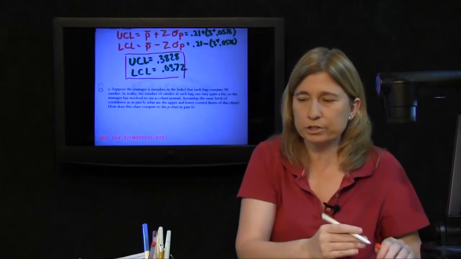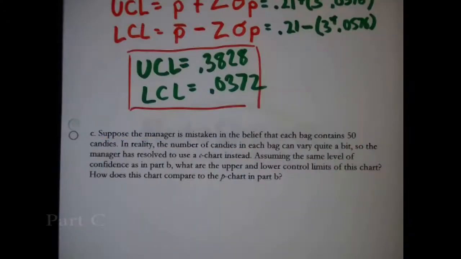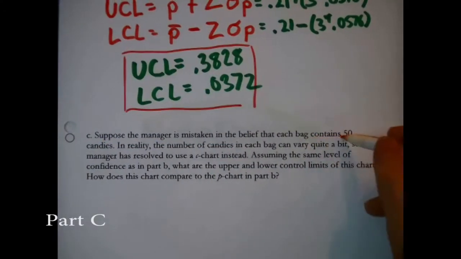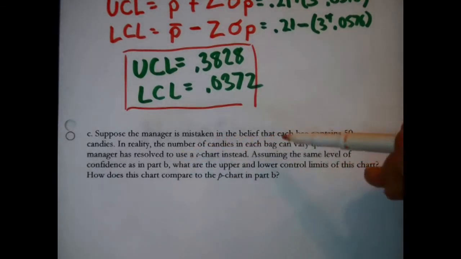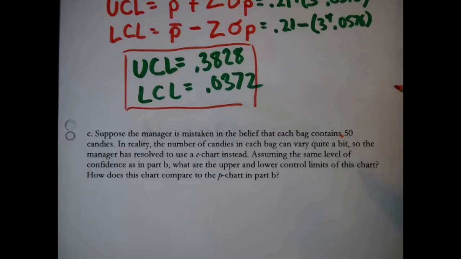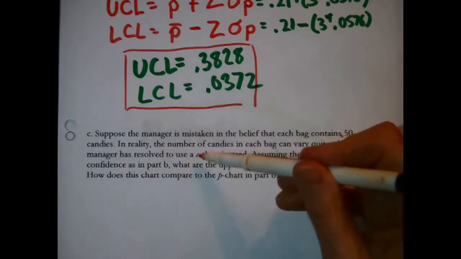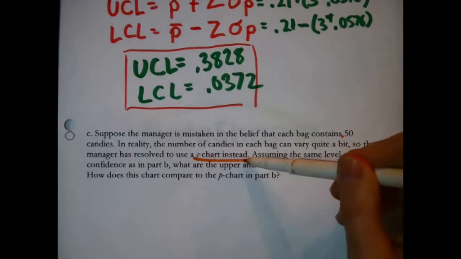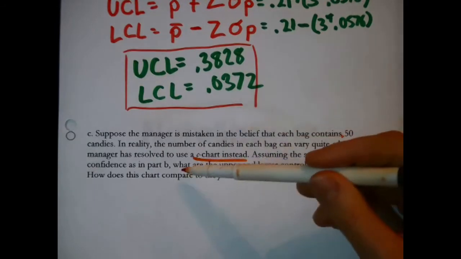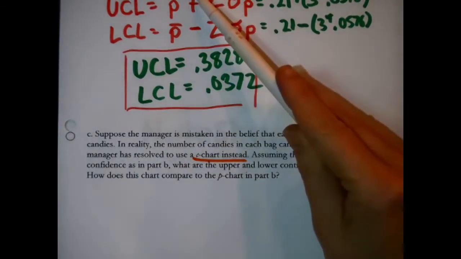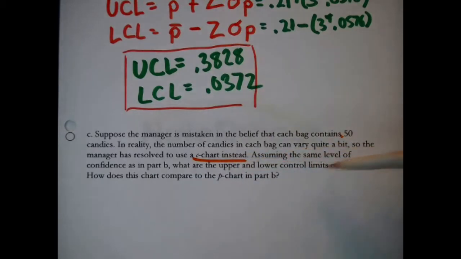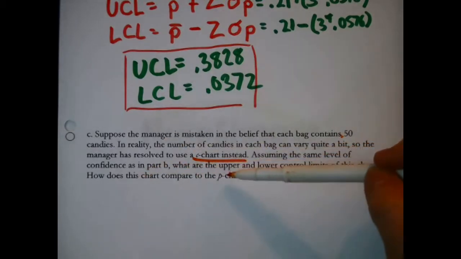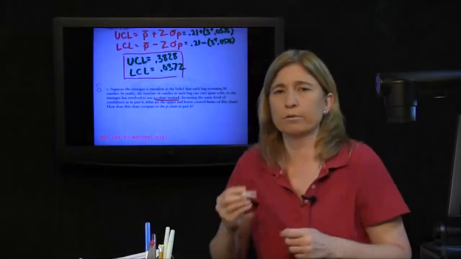Now, last question. Suppose the manager is mistaken in the belief that each bag contains 50 candies. In reality, the number of candies in each bag can vary quite a bit, so the manager resolves to use a c chart instead. Assuming the same level of confidence as in part B, which means a z of 3, what are the upper and lower control limits of this chart, and how does this chart compare with the p chart from part B?